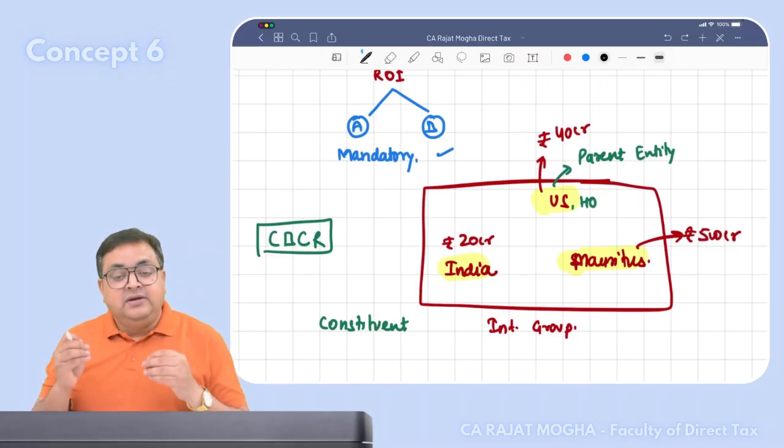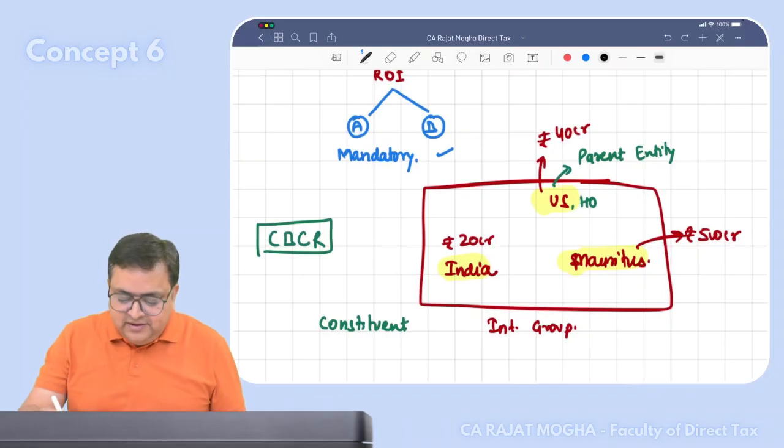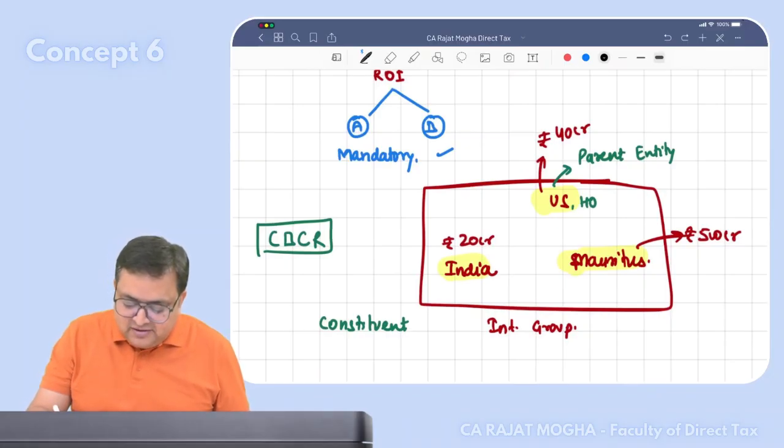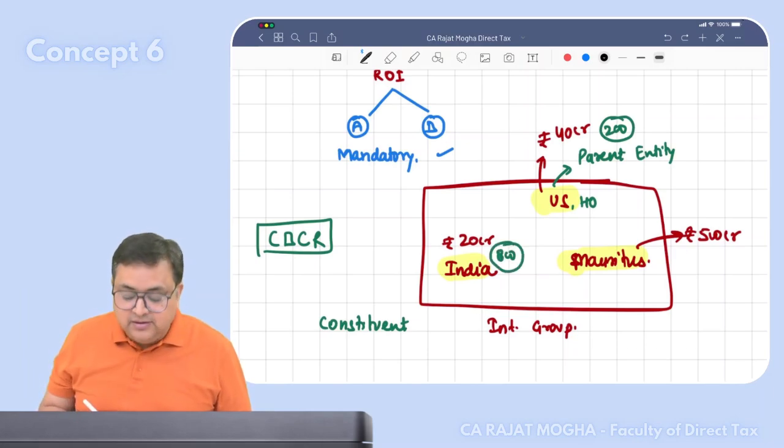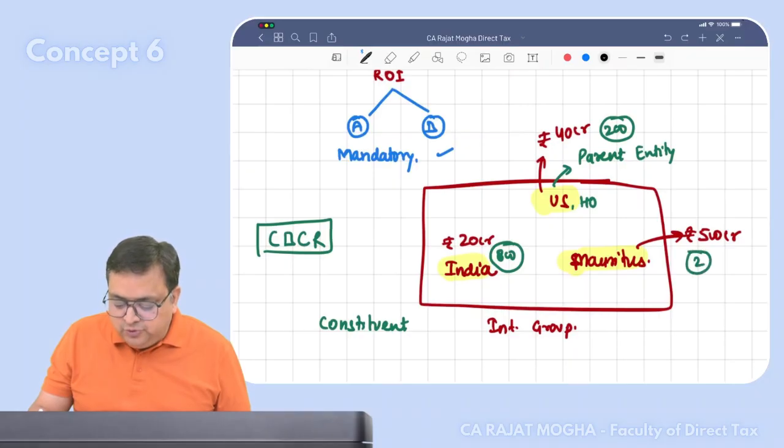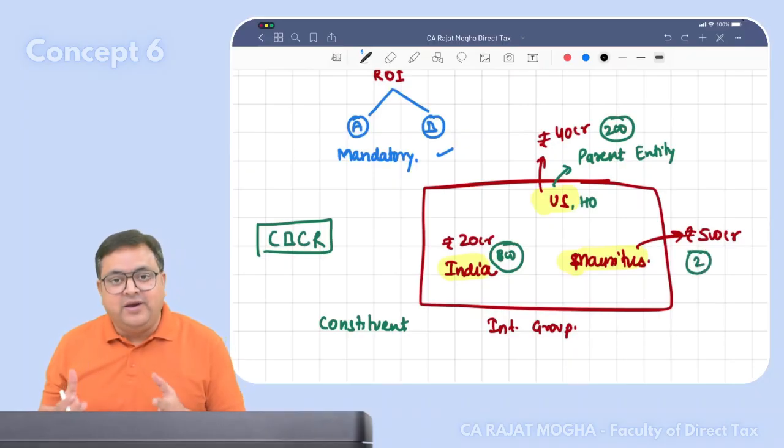You told us. Tell us about the employees, let's say. So let's say, for example, in US, there are 200 employees. Okay. In India, there are 800 employees. Okay. And in Mauritius, 2 employees. How can it be possible?